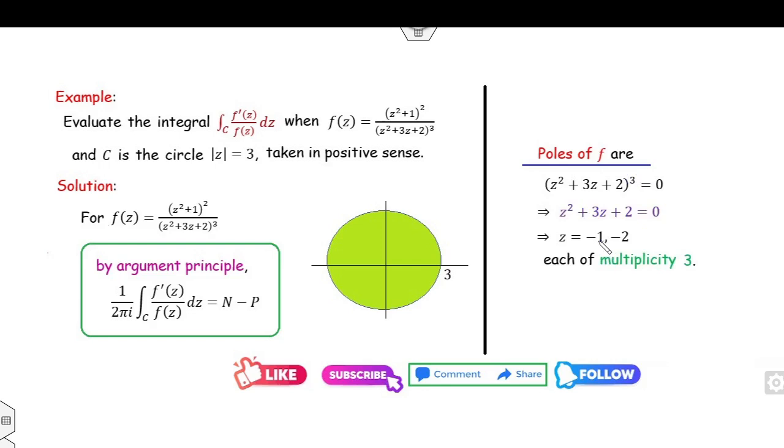Now look at where minus 1 lies. Where is minus 1? Here. Minus 2, this number, because this point is minus 3, and both the values lie inside the circle |z| equal to 3. So therefore the number of poles is 3 plus 3, because minus 1 occurs with multiplicity 3, and minus 2 also has multiplicity 3. So I can substitute the values. This is 4 minus 6.